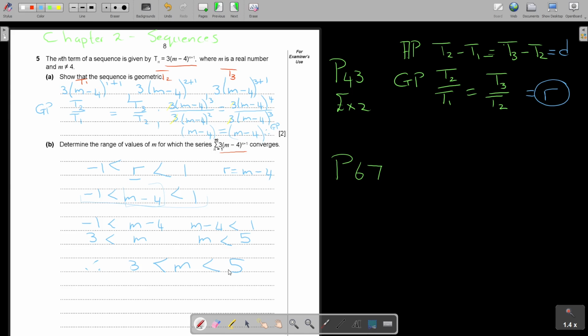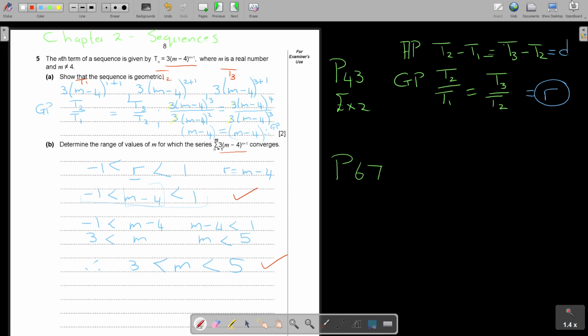When m is bigger than 3 and smaller than 5, not equal signs. Okay, so again, this one was 2 marks, and I think they didn't show how they gave those 2 marks. I think if you write the first 3 terms, and you end up with m minus 4 being that common ratio. Okay, and then this one was also 2 marks. I think they gave 1 mark for just coming to that, and then for the final.